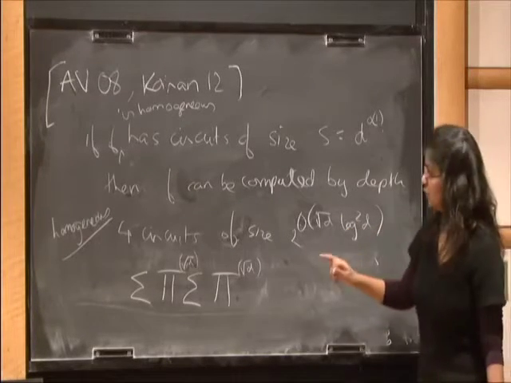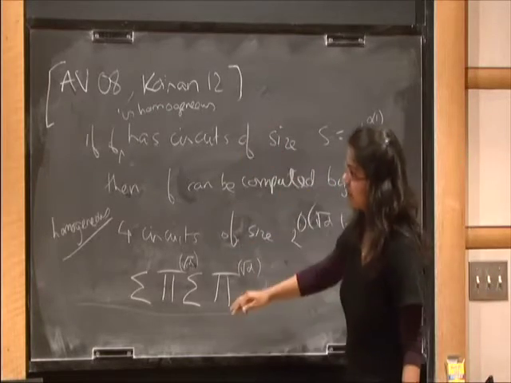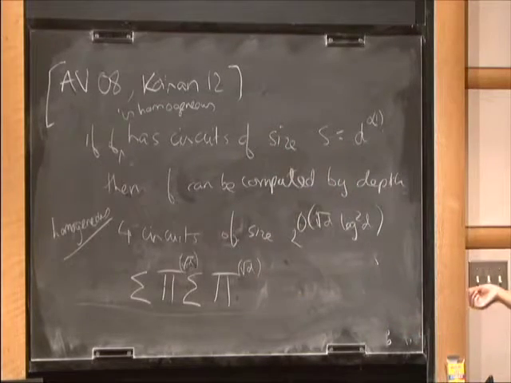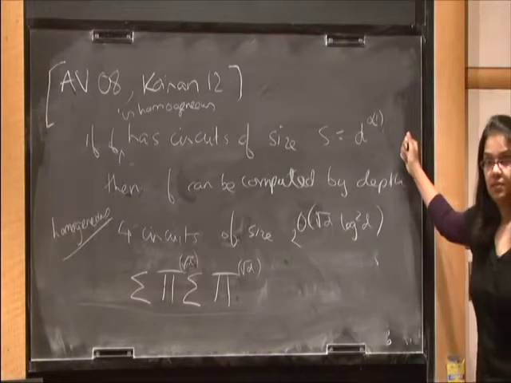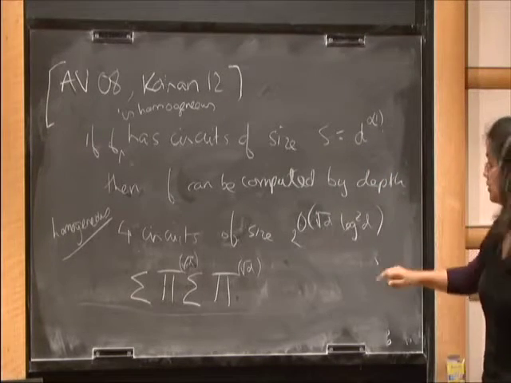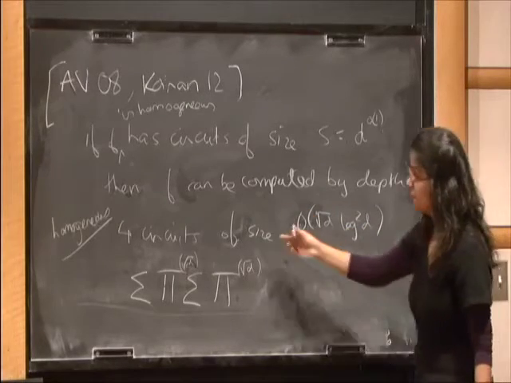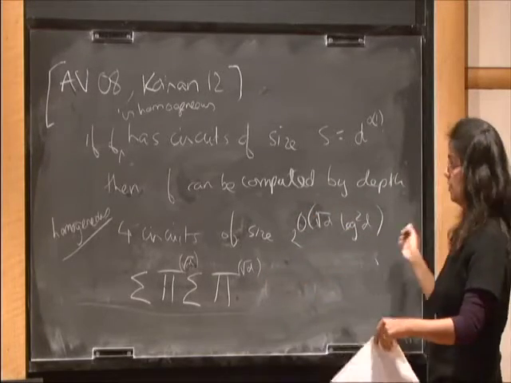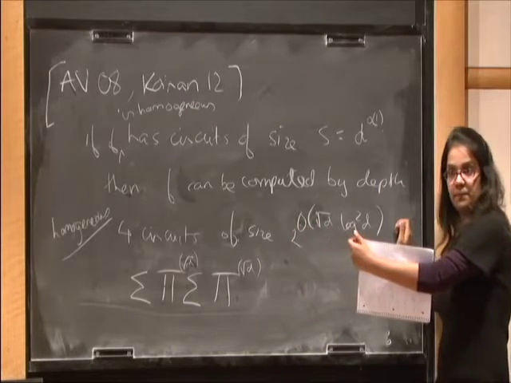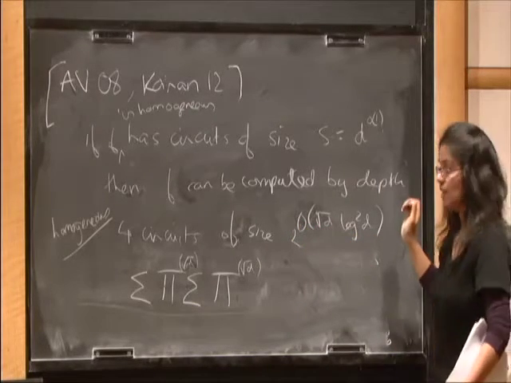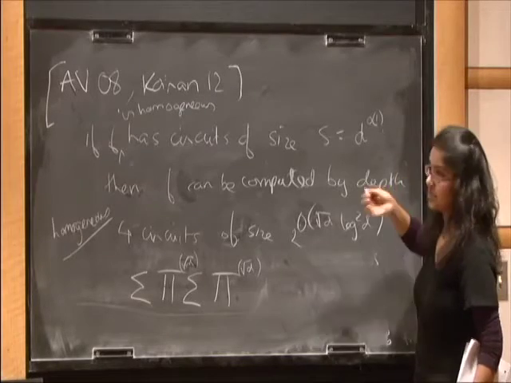So in particular, if you want to show lower bounds using this reduction, if you want to get super polynomial lower bounds for the permanent for general circuits, then you need to prove that depth 4 circuits of this form need size at least little omega of this. And so that's what we need to show.